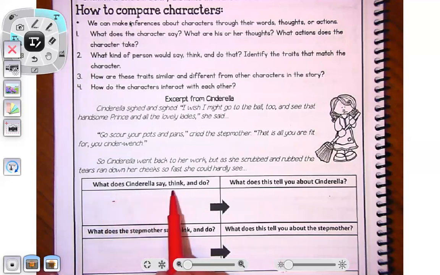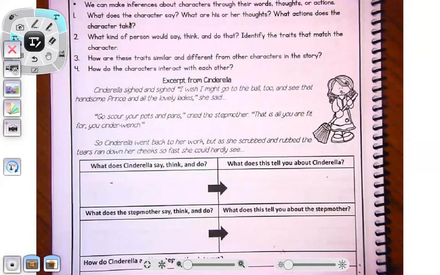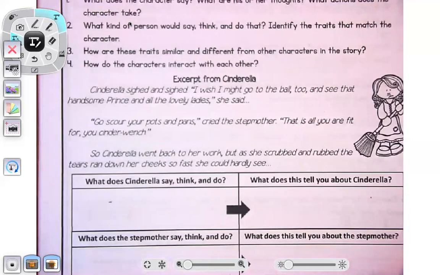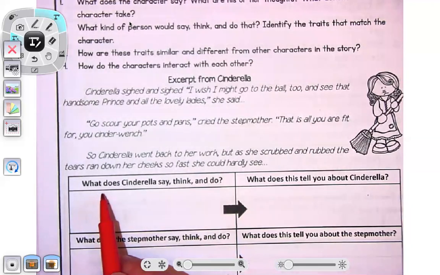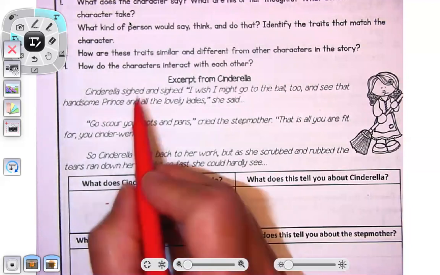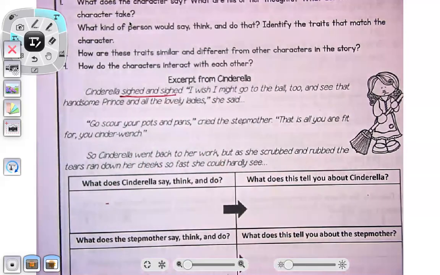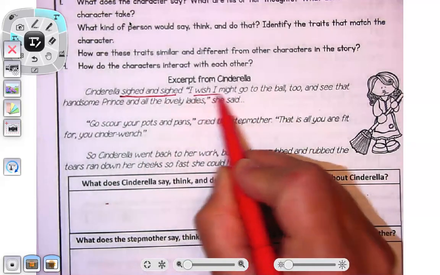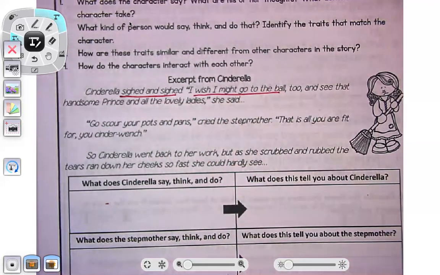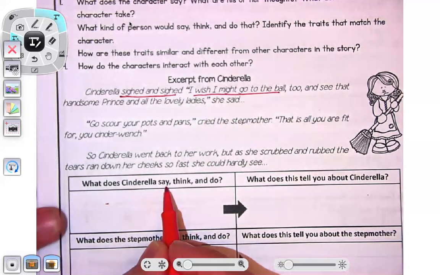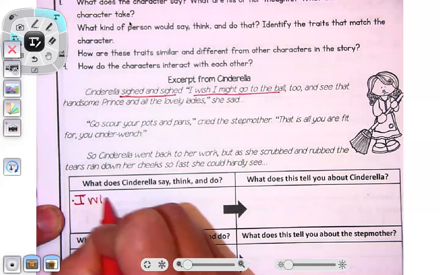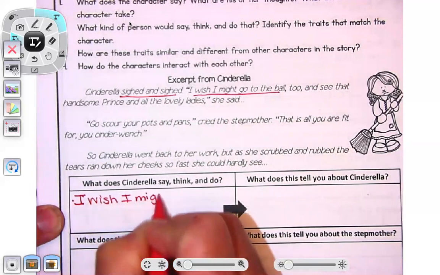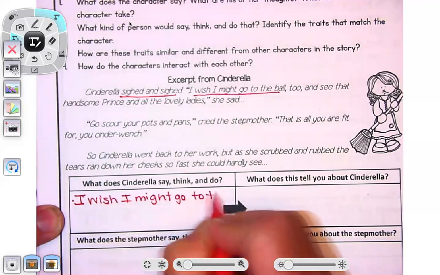What does Cinderella say, think, and do? So within the text, what does she say, think, and do? Cinderella says that she would like to go to the ball. We see that because she sighed and sighed, and she wished, "I might go to the ball," and she actually said that. So that is what she says, thinks, and does. And let's just bullet: I wish I might go to the ball.